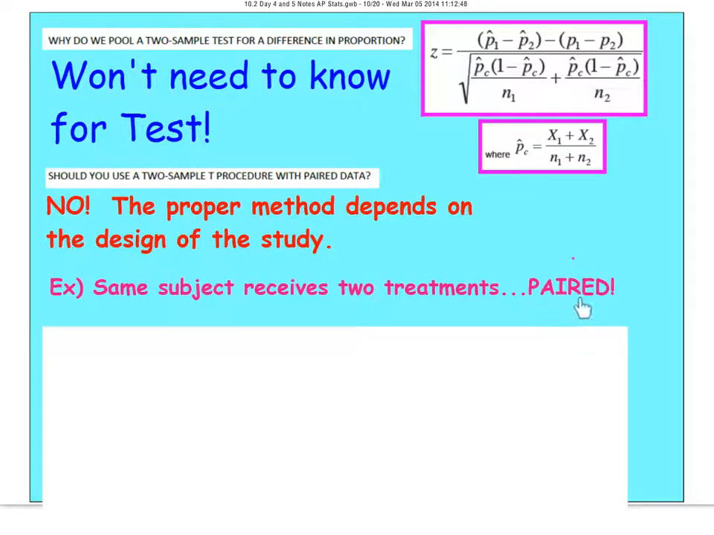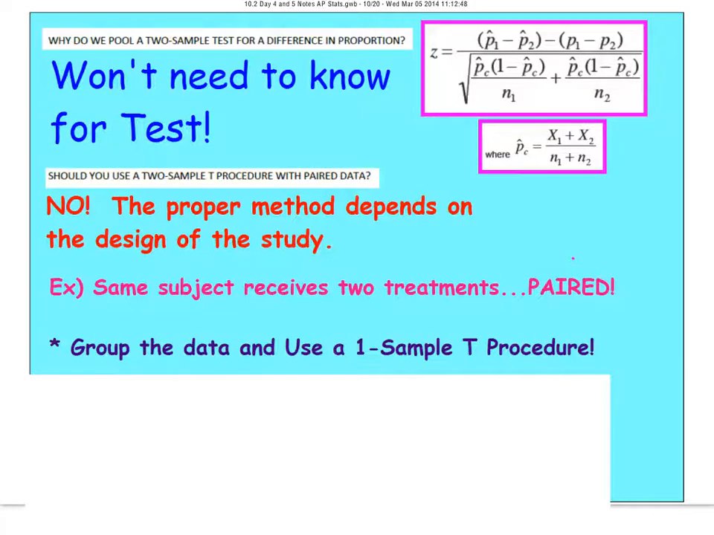If I want to see, did that aspirin help, I could look at the difference of those two data sets. In that case, it's paired. So I would just do a one sample, or in that case, a paired data test, which works like the one sample and not the two sample. In those cases, you do just group the data and use a one sample T procedure. You would not use the two sample procedure.